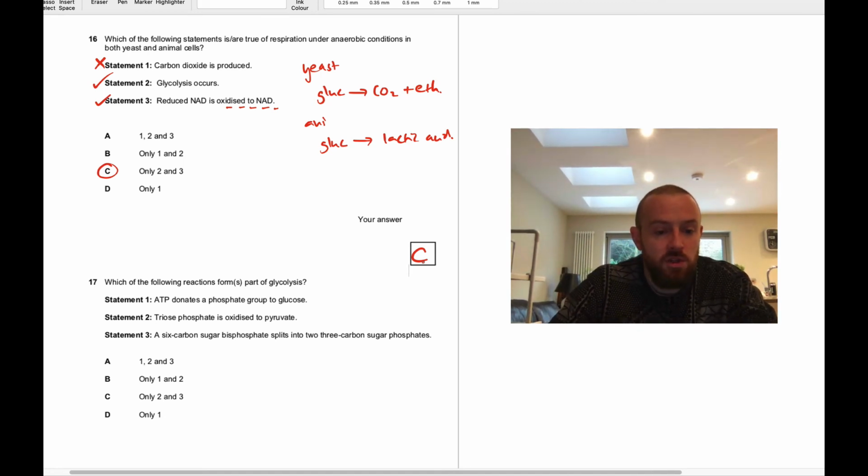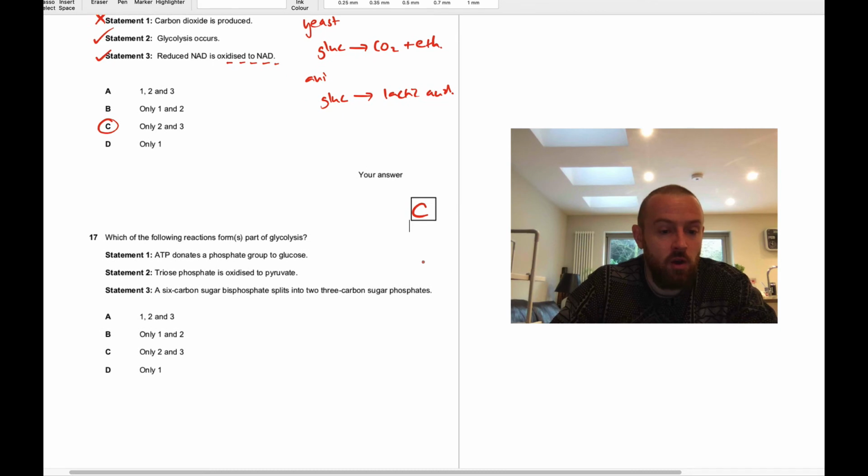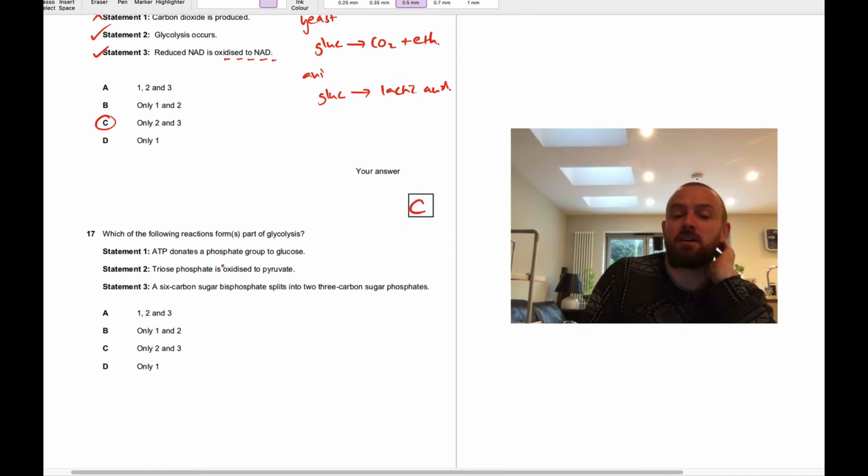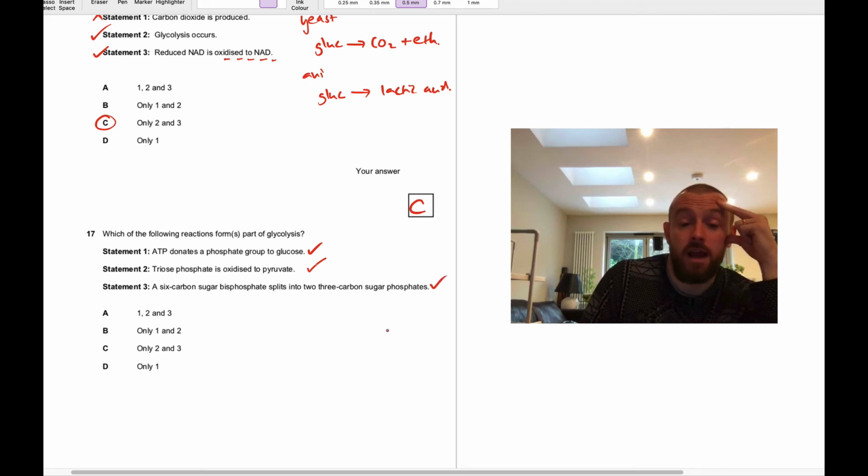17. Which of the following reactions form part of glycolysis? Okay, ATP donates a phosphate group to glucose. Yes, that's the very first step of glycolysis, isn't it? Statement 2: triose phosphate is oxidized to pyruvate. Yes, that's the last step of glycolysis, the energy harvest. And statement 3: a 6-carbon sugar bisphosphate splits into 3-carbon sugar phosphates. Yes, that's true. Because remember, glycolysis is like glucose. I won't draw it all out, but we take ATP in.